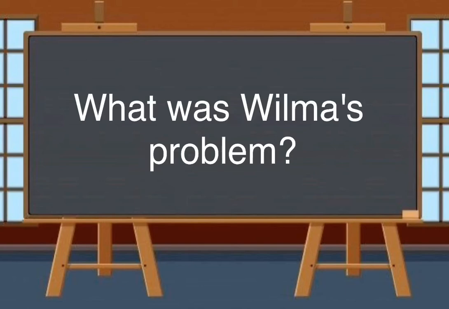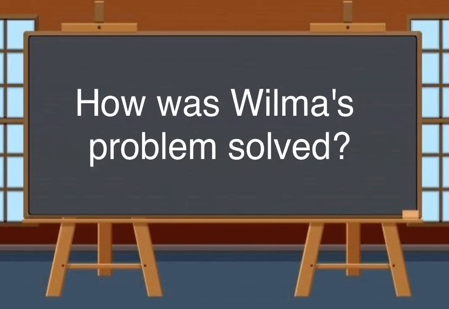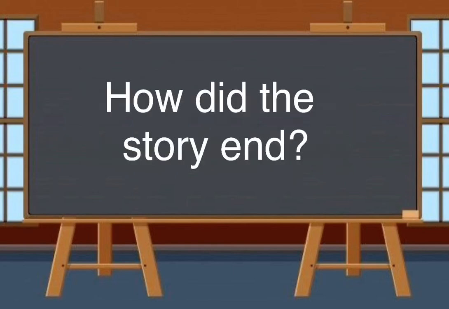What was Wilma's problem? Very good. She was crippled by polio when she was 4 years old. How was Wilma's problem solved? Correct. All her family members helped in massaging her leg. How did the story end? Great! A loving family transformed Wilma into a real winner.